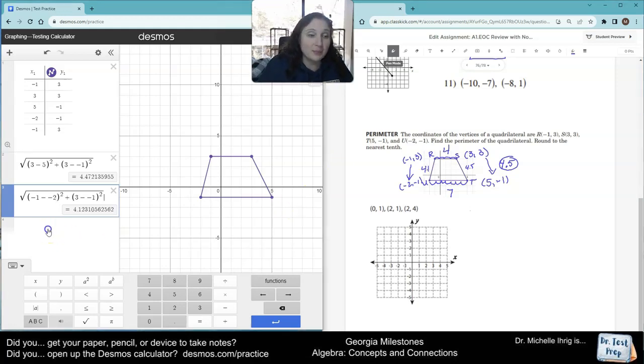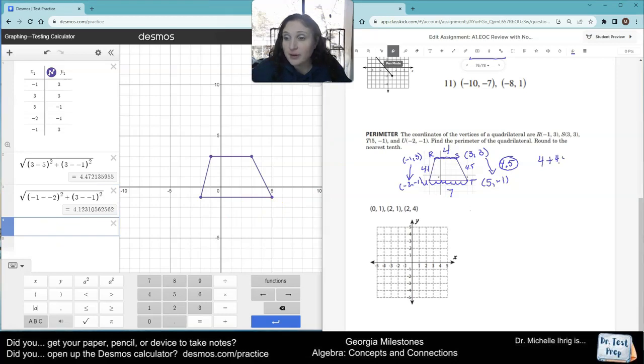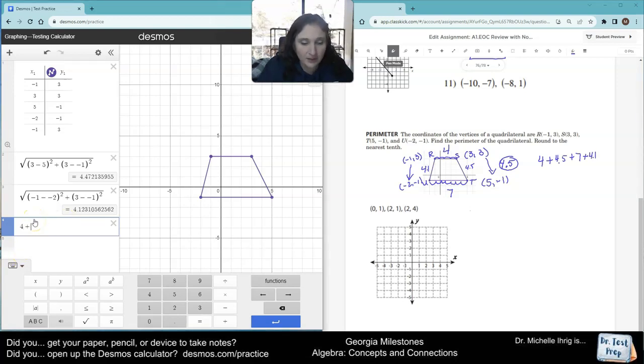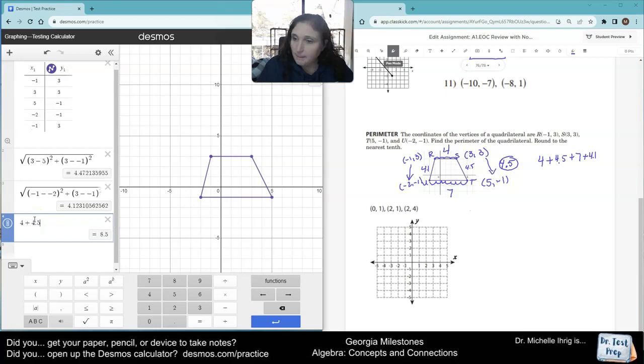So because it wants perimeter, I'm just adding all 4 sides up. 4 plus 4.5 plus 7 plus 4.1. And that is my perimeter, 19.6.